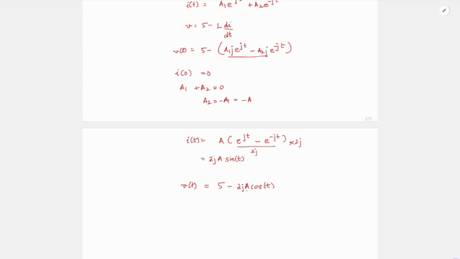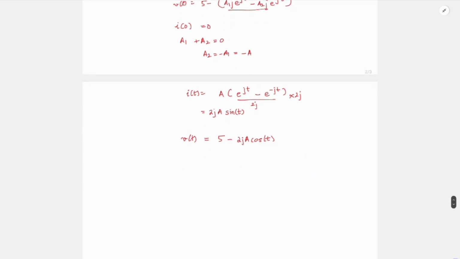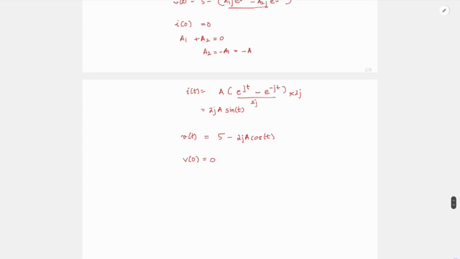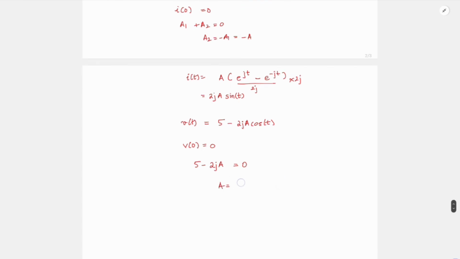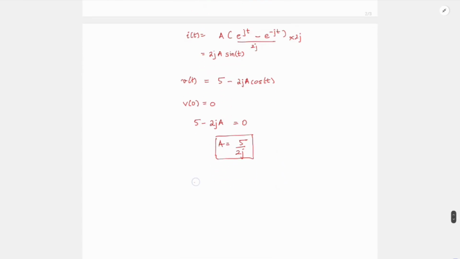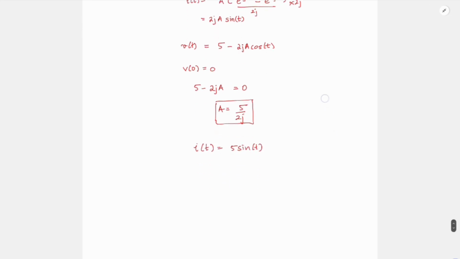So to find this coefficient, what we have to do? We have to use the second initial condition, which is v of 0 equal to 0. So v of 0 is nothing but phi minus 2ja cos 0, which becomes 1, and this is equal to 0. So my a is nothing but phi by 2j. So substituting it, I get I of t is phi sin t and my v of t is phi minus phi cos t.